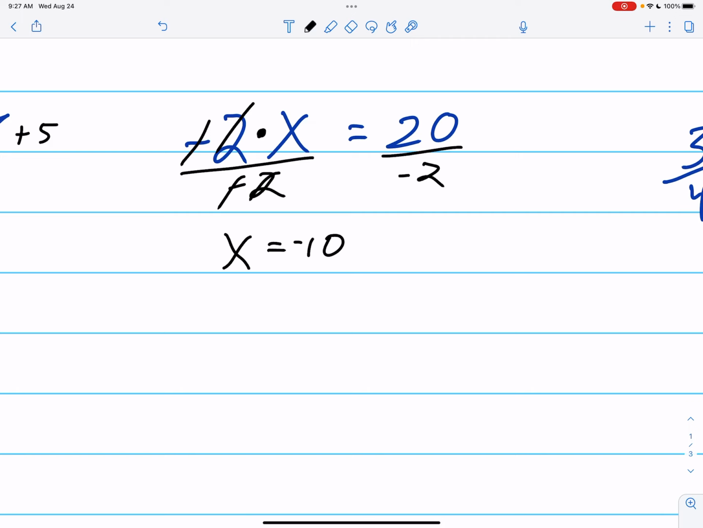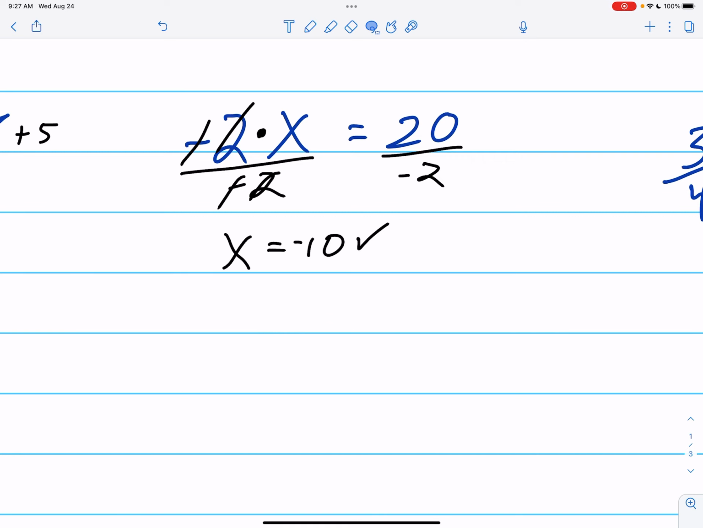But Mr. X, how do I know? Let's try this one. The actual answer I'm saying is true, and plugging that in for x into our original equation, I get, that stays the same, and then I get negative times a negative is a positive, so I get positive 20 equals 20, which does check out. That is a confirmed solution.